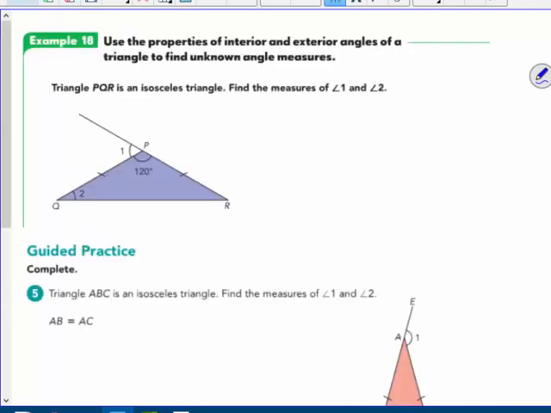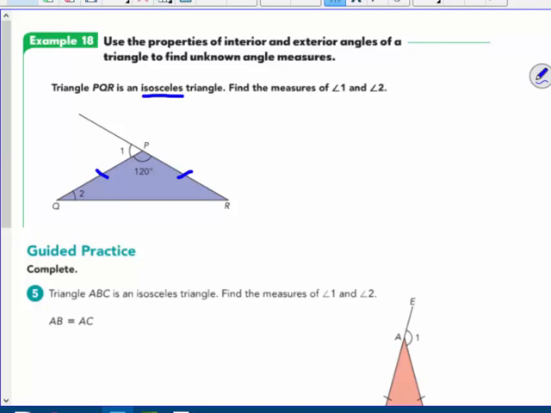Next page. Use the properties of interior and exterior angles of a triangle to find an unknown angle measure. Triangle PQR is an isosceles triangle. I know that because they're telling me, and it has these slash marks. Find the measures of angle 1 and 2.